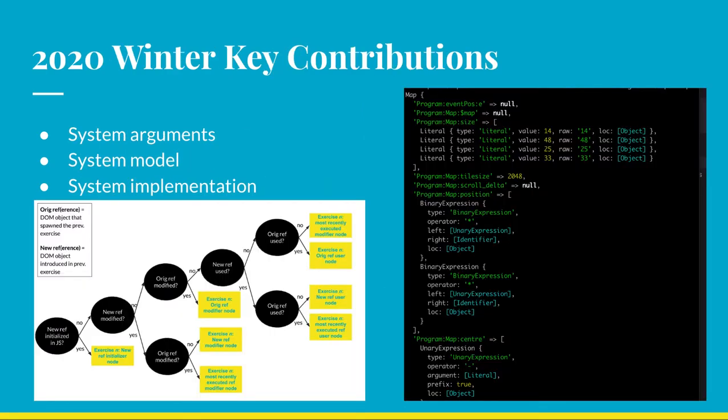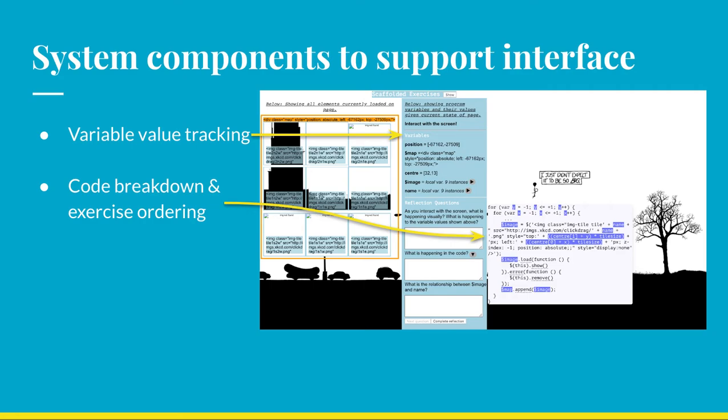So what I was able to do this winter was work on my system arguments, my system model, and then my system implementation. So a system to actually support my interface. I identified two pieces that were necessary in a system to support my interface, and that was variable value tracking and code breakdown and exercise ordering.